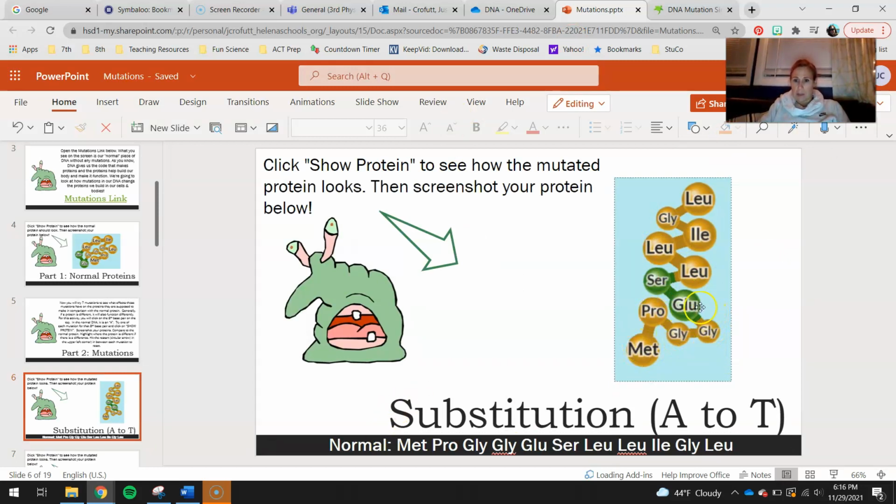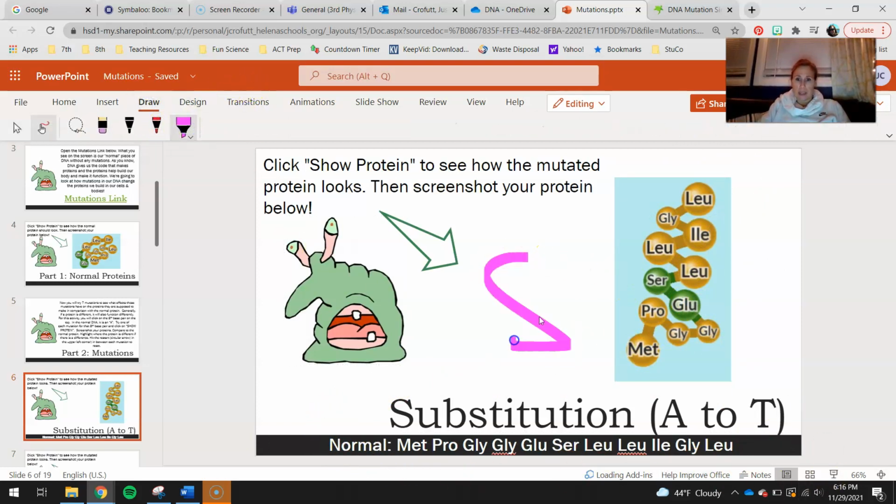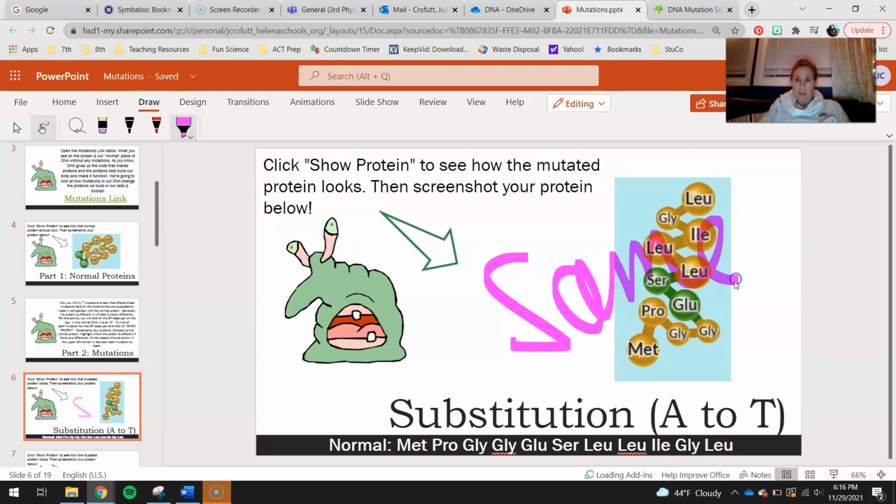All right, here's my mutated protein. Here's my normal protein. My normal protein should be MET, PRO, GLY, GLU, SER, LEU, ILE, GLY, LEU. Okay, so this protein that was mutated is exactly the same as my normal protein. So I'm going to go up to my draw tool and I'm just going to write same. Okay, so you guys will do the same thing.